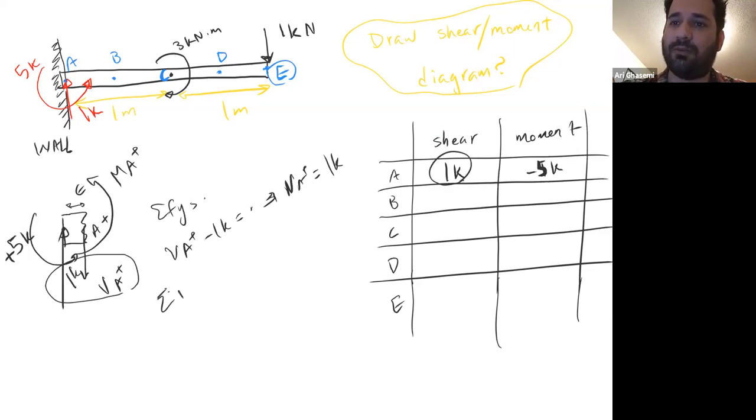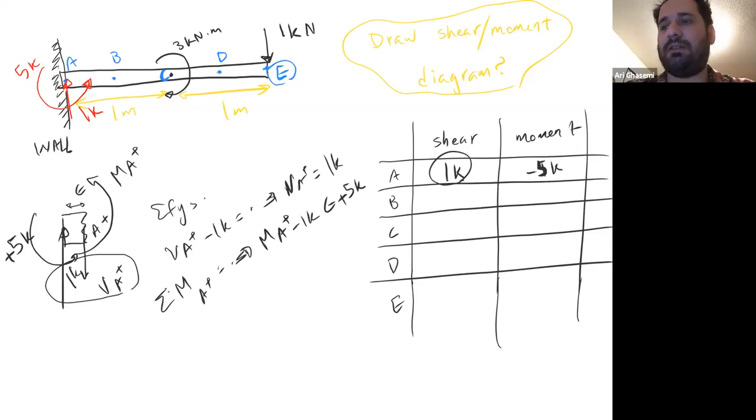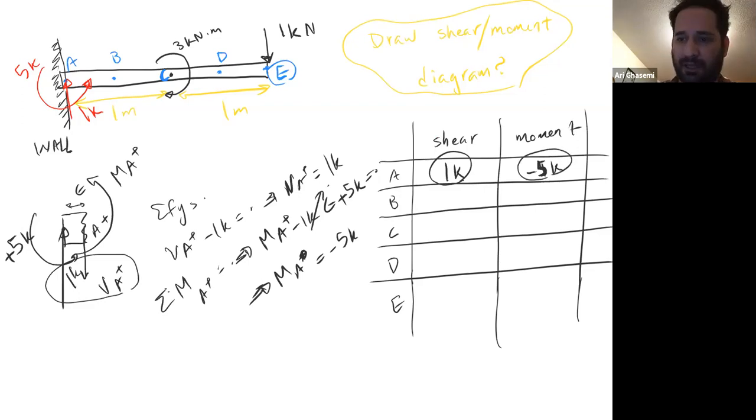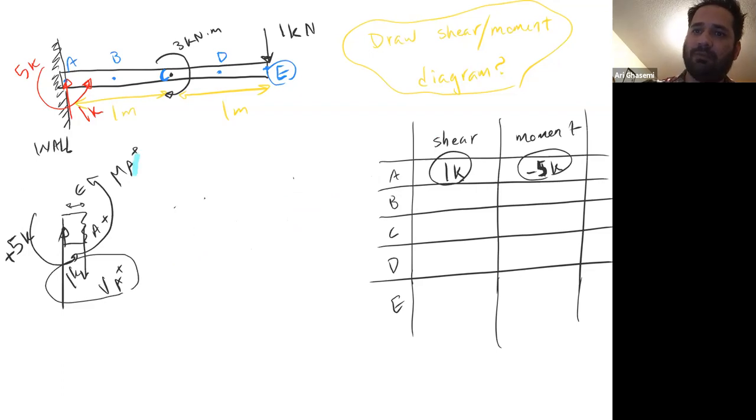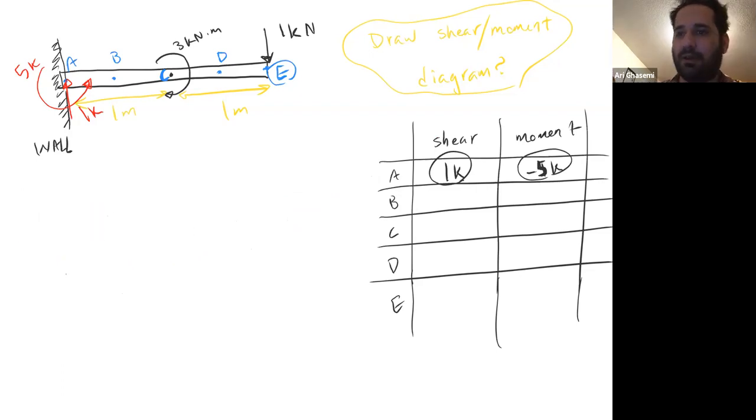But for moment, summation of moment about A plus is 0, then you get MA plus, nothing from VA plus, and then negative 1K times epsilon plus 5K. Last time I put plus 1K. This becomes 0, so MA is negative 5K, not negative 1K. Sometimes we make mistakes.